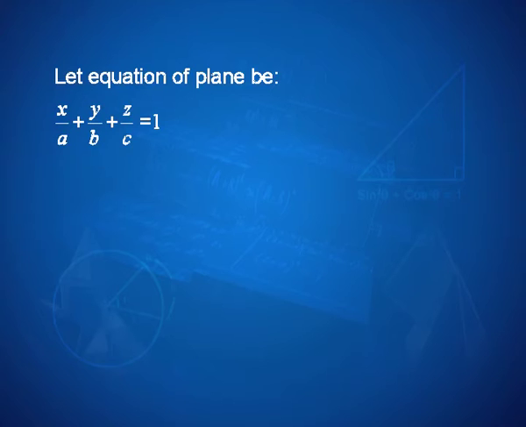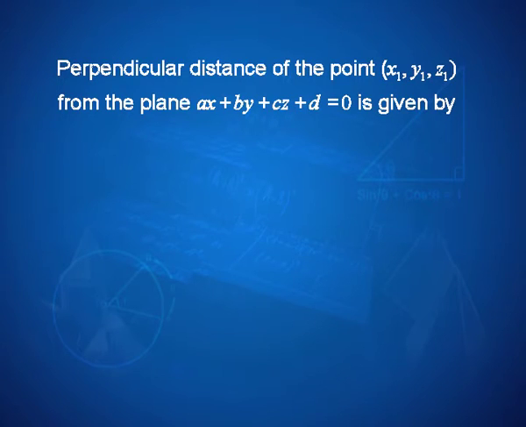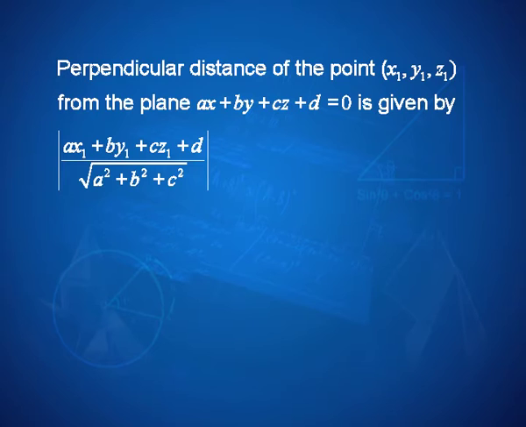Once I understand the plane is cutting the intercepts a, b and c, then using the intercept form of the equation of the plane, I have the equation as x by a plus y by b plus z by c is equal to 1. Also, we have a small result which suggests that the perpendicular distance of a given point, say (x1, y1, z1), from a given plane ax plus by plus cz plus d is given as the absolute value of ax1 plus by1 plus cz1 plus d by under root of a squared plus b squared plus c squared.